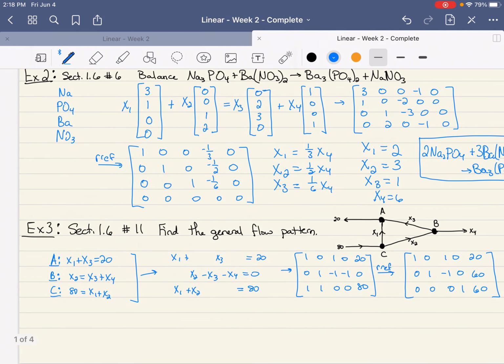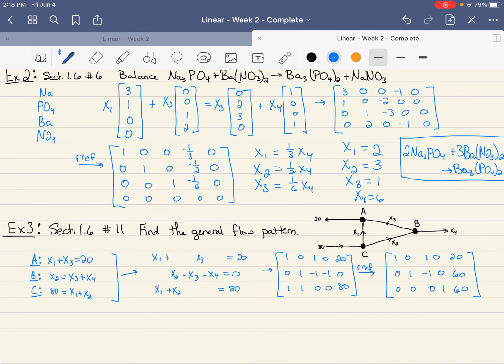And what this tells me is x4 is definitely 60. That's what the bottom row tells us. The top row says x1 plus x3 equals 20. And the second row tells us x2 minus x3 equals 60. So this is fixed, nothing we can do with that. But the other two are dependent on x3. So x1 is 20 minus x3, and x2 is 60 plus x3.